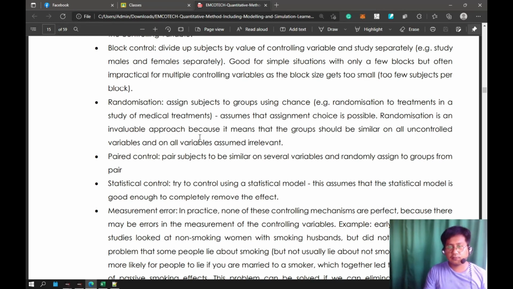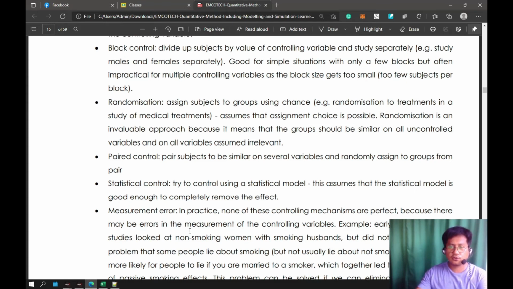Pair subjects to be similar on several variables. So, ikaw may asthma, siya may asthma, so dito kayo. Although yung isa lalaki, yung isa babae, pero pareho kayong may asthma, so dito kayo. Yung dalawa naman, pareho kayong walang asthma, yung ganon. So, paired control.